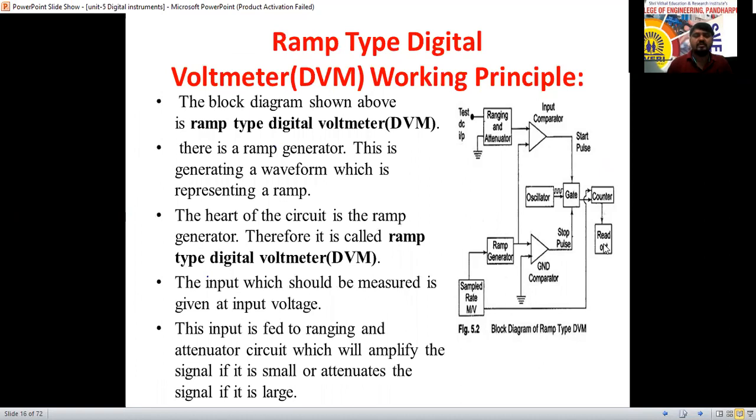So, only the block diagram explanation, how to do this. Any doubts? Any doubts? I'm asking you people only. If you have any doubts, yes. Any doubts?